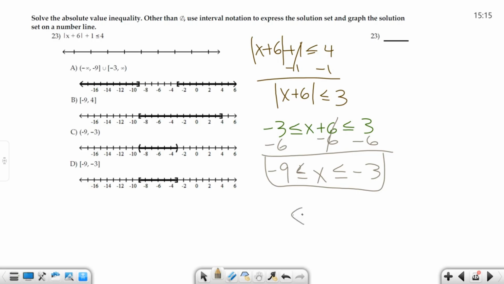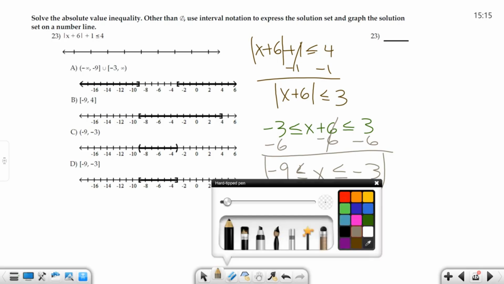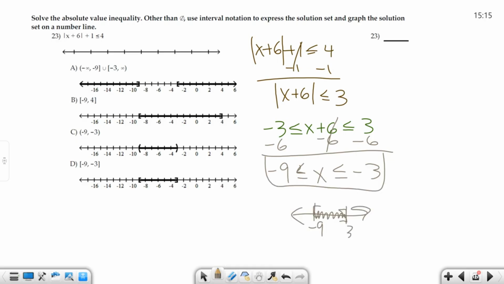My number line, I care about what? Negative 9 and 3. I shade in between. They're brackets. That means they're included. They're equals, so you use the brackets. So [-9, 3] is your interval.